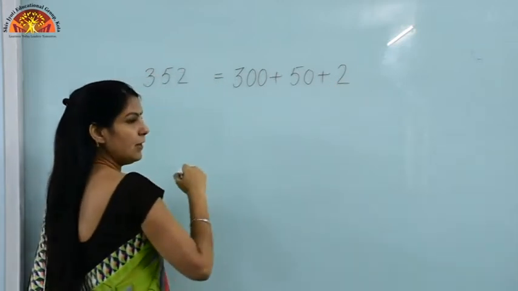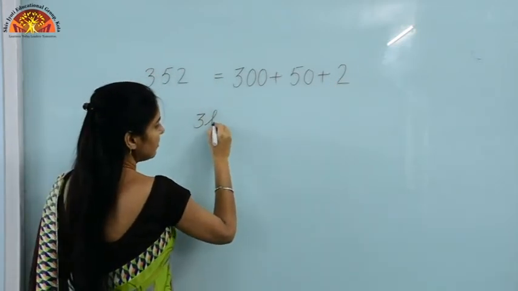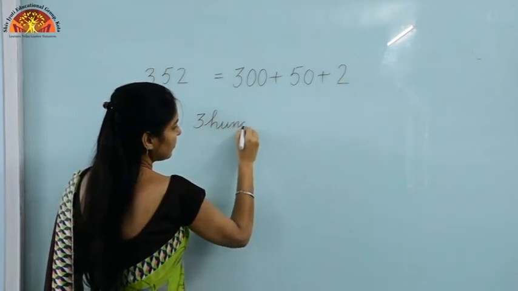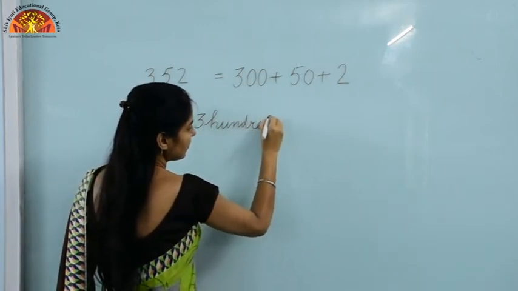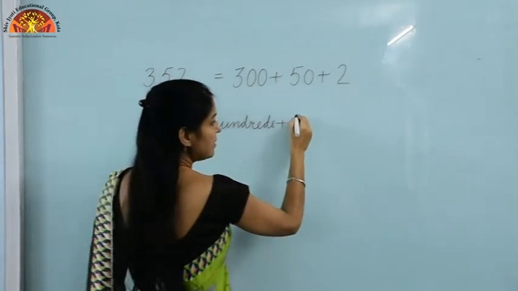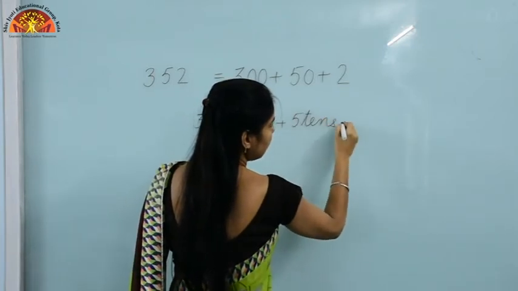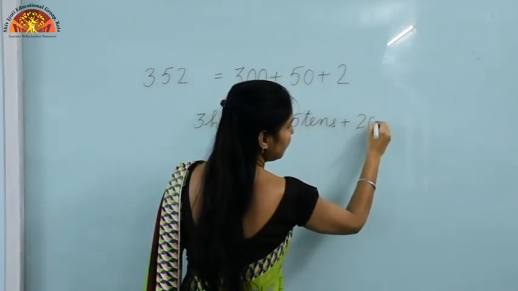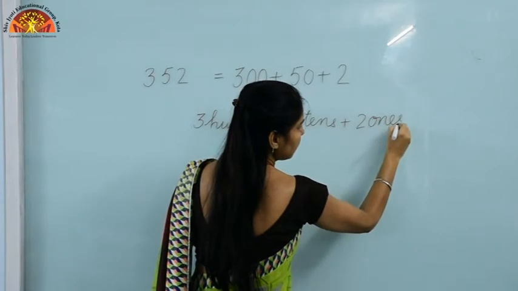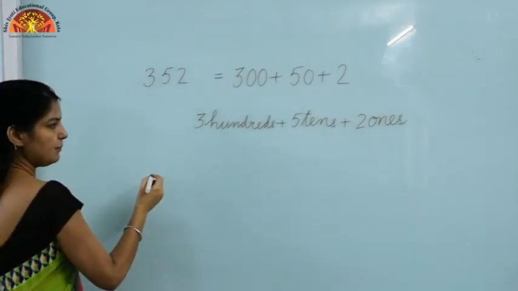And in another way, how can you write? You can write 300, 5 tens, 50 means 5 tens, and 2 ones. Let's see one more example.